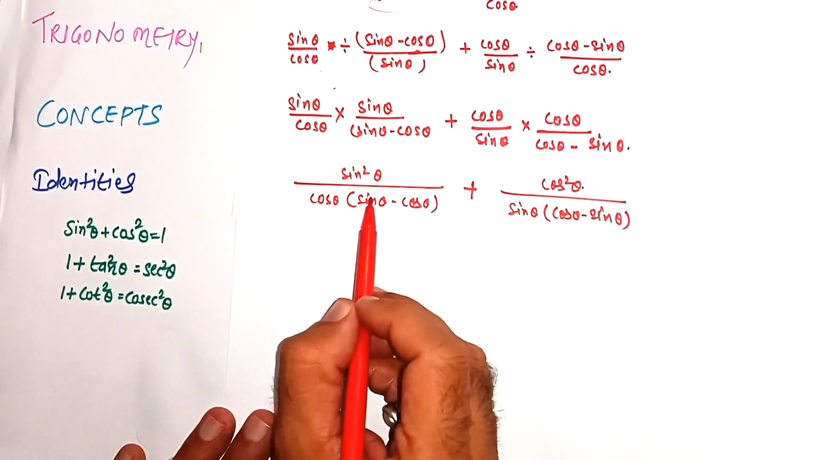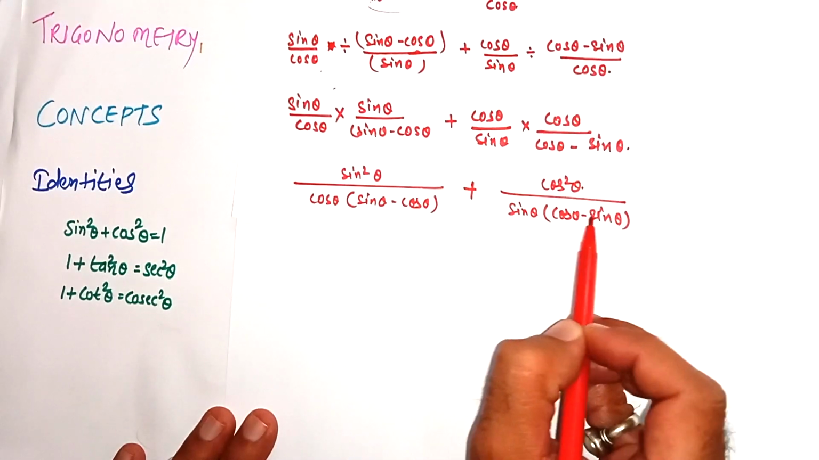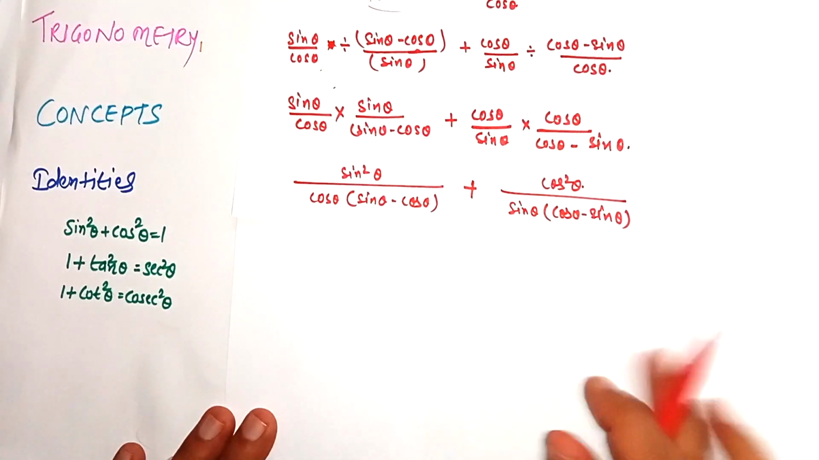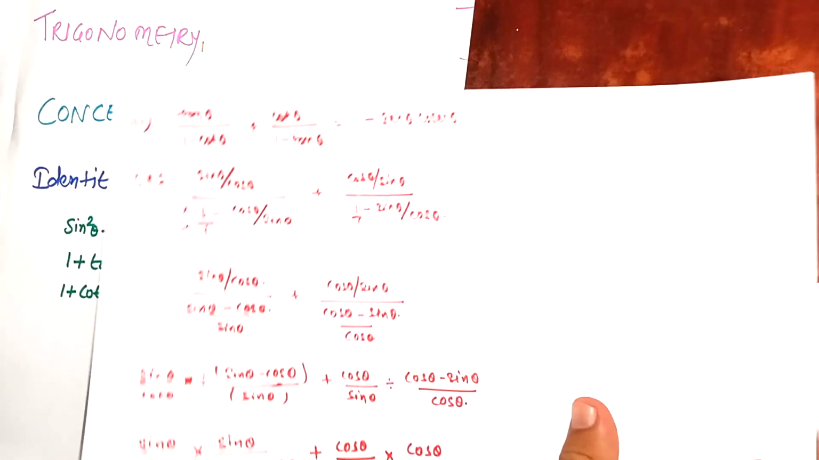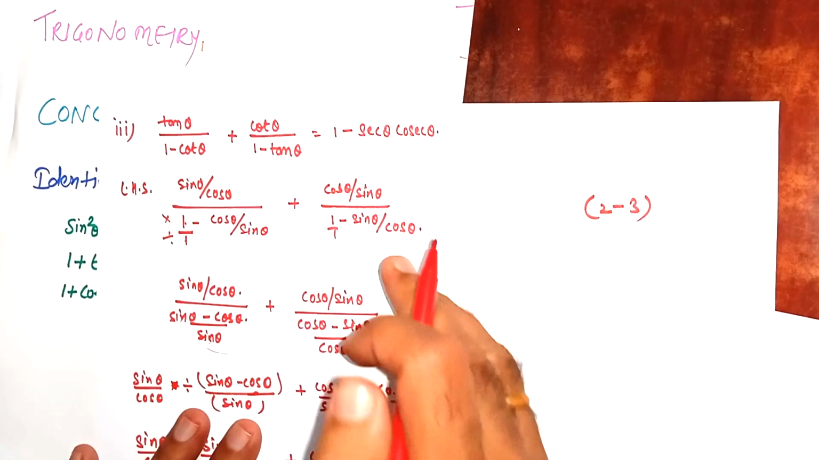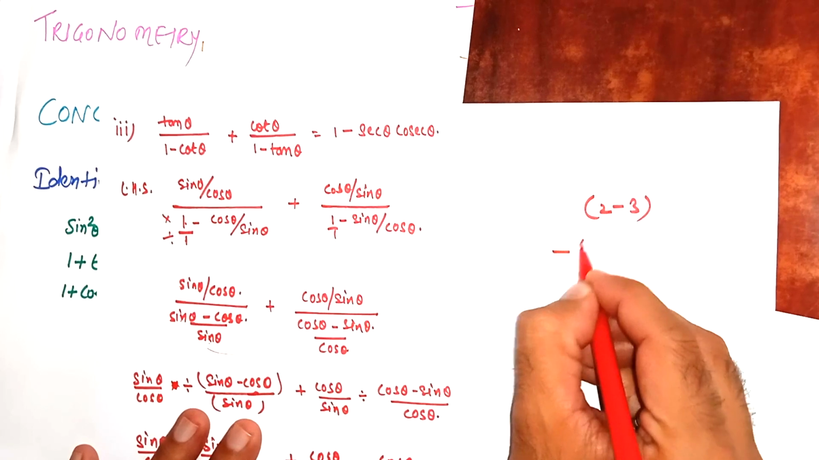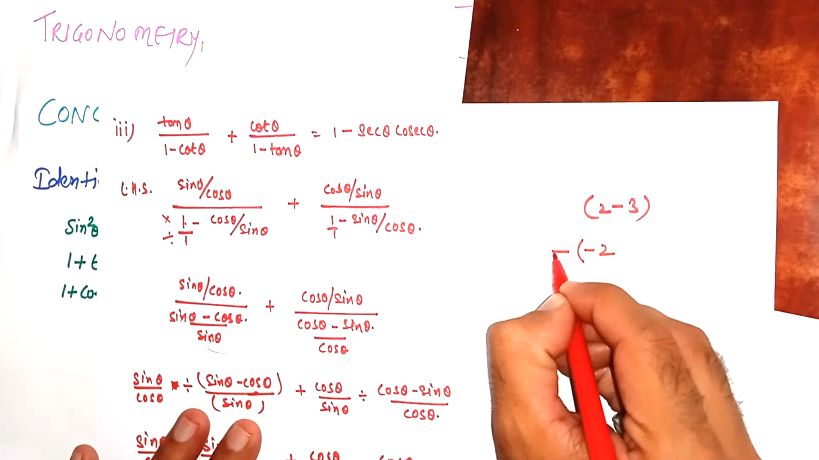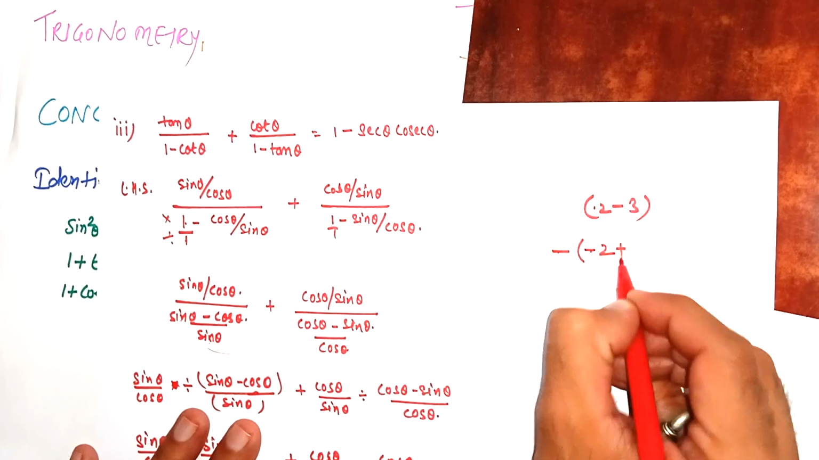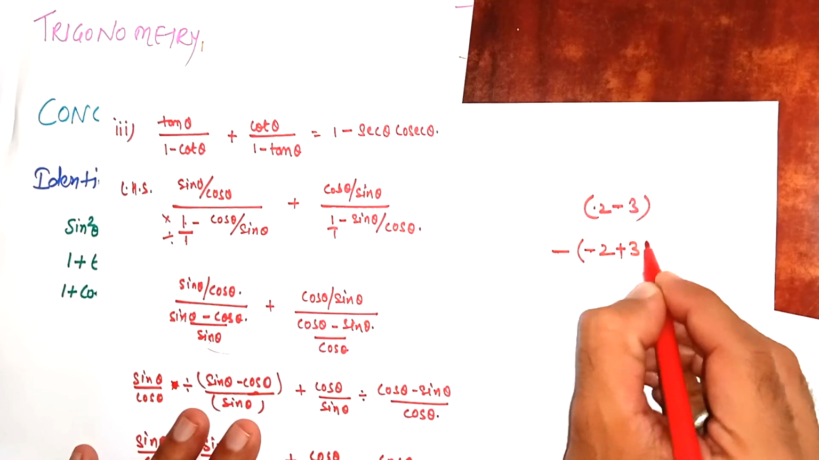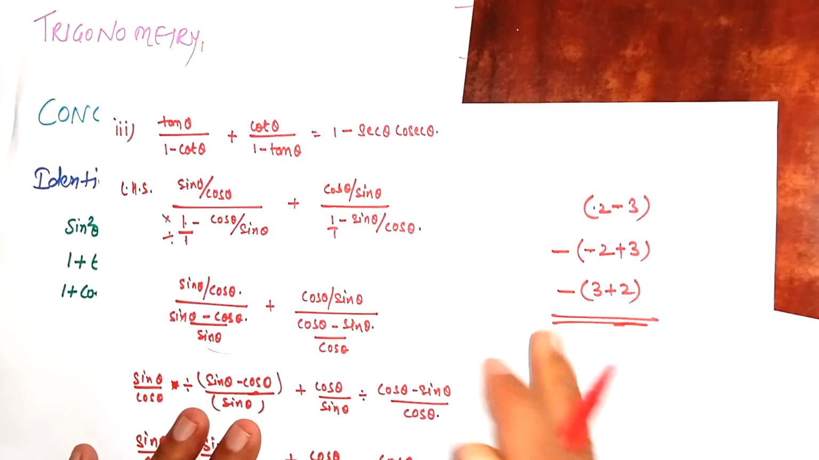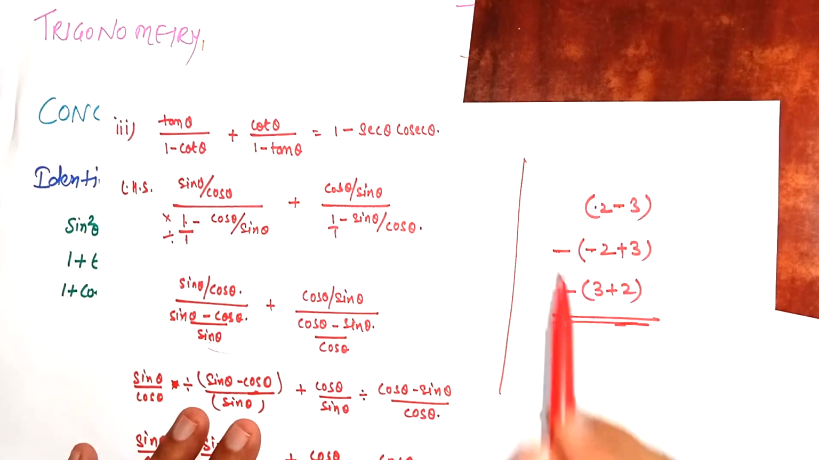This is cos theta, sin theta minus cos theta. This is sin theta, cos theta minus sin theta. So let's take the minus common. How are we taking the minus common? I'll explain it here. See, if it is written here 2 minus 3, and if we take a negative sign common, so what will be here? Negative. This will become minus 2. So minus into minus, we know that it will become plus. So plus 2, and minus into plus will become minus 3, so we can write minus 3 plus 2.